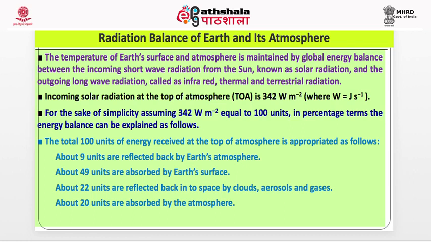22 units are reflected back into space by clouds, aerosols and gases. There are the clouds. When the solar radiation strikes, the clouds reflect it back to space. Aerosols, they reflect back. Actually, they have a cooling effect because they do not allow the solar radiation to come to Earth and heat up the Earth. Therefore, important point, we will discuss it later on. About 20 units are absorbed by the atmosphere itself. So, this total, you can count it: 9 plus 49 plus 22 plus 20, it is 100 units. So, this is the account of 100 units. What happens to 100 units? That solar radiation comes to our atmosphere.